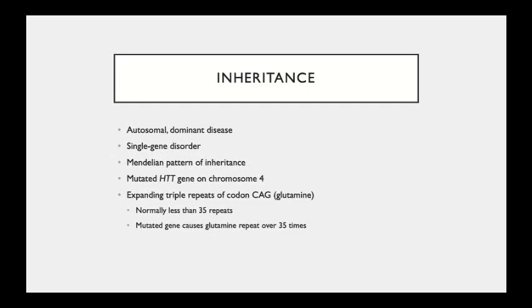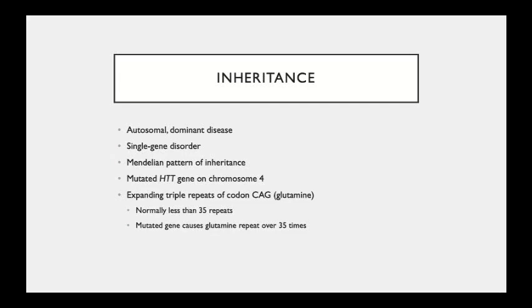The mutated gene is characterized by an expanded triple repeat of codon CAG, which is glutamine. Typically, those who aren't affected have less than 35 of these repeats, but those who have Huntington's disease have the glutamine repeat over 35 times.